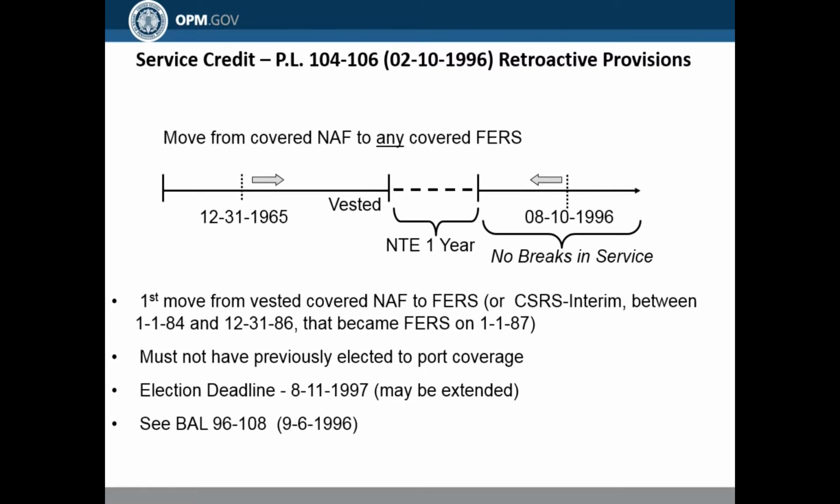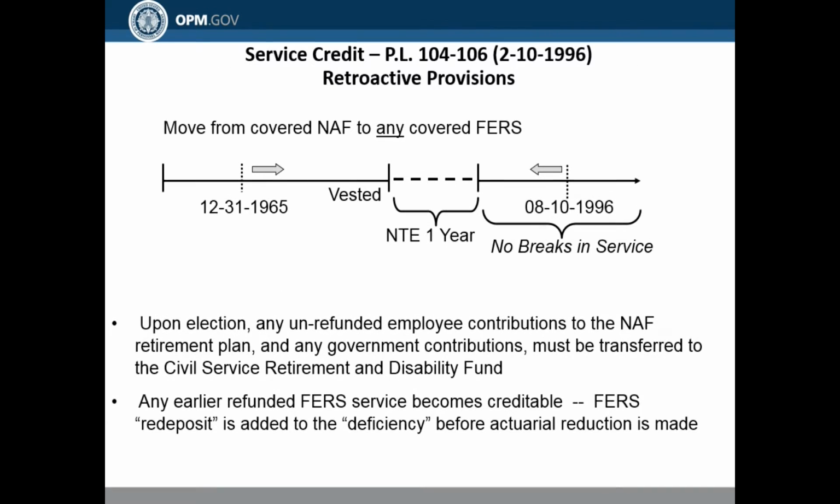So again, if you move from a vested covered NAF to CSRS or FERS between 1/1/65 and 12/31/86 and become FERS on 1/1/87, you must not have previously elected to port coverage. The election deadline was 8/11/1997, and it may be extended. And again, BAL 96-108 has all the details here.